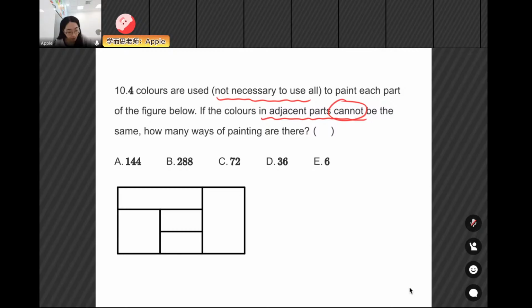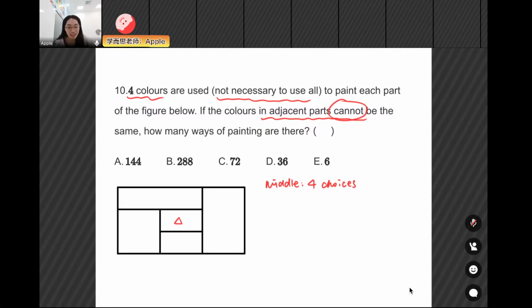Yes, the middle one. Why? Because you will see that for the middle part, it is adjacent to all the other areas, right? So here, when you try to find out how many possible ways, we always start from the most special place. So think about it. For the first place, how many choices are there? Altogether, there are 4 colors. Of course, we have 4 choices. Okay, for the middle one. Okay, let me write down. For the middle one, there are 4.